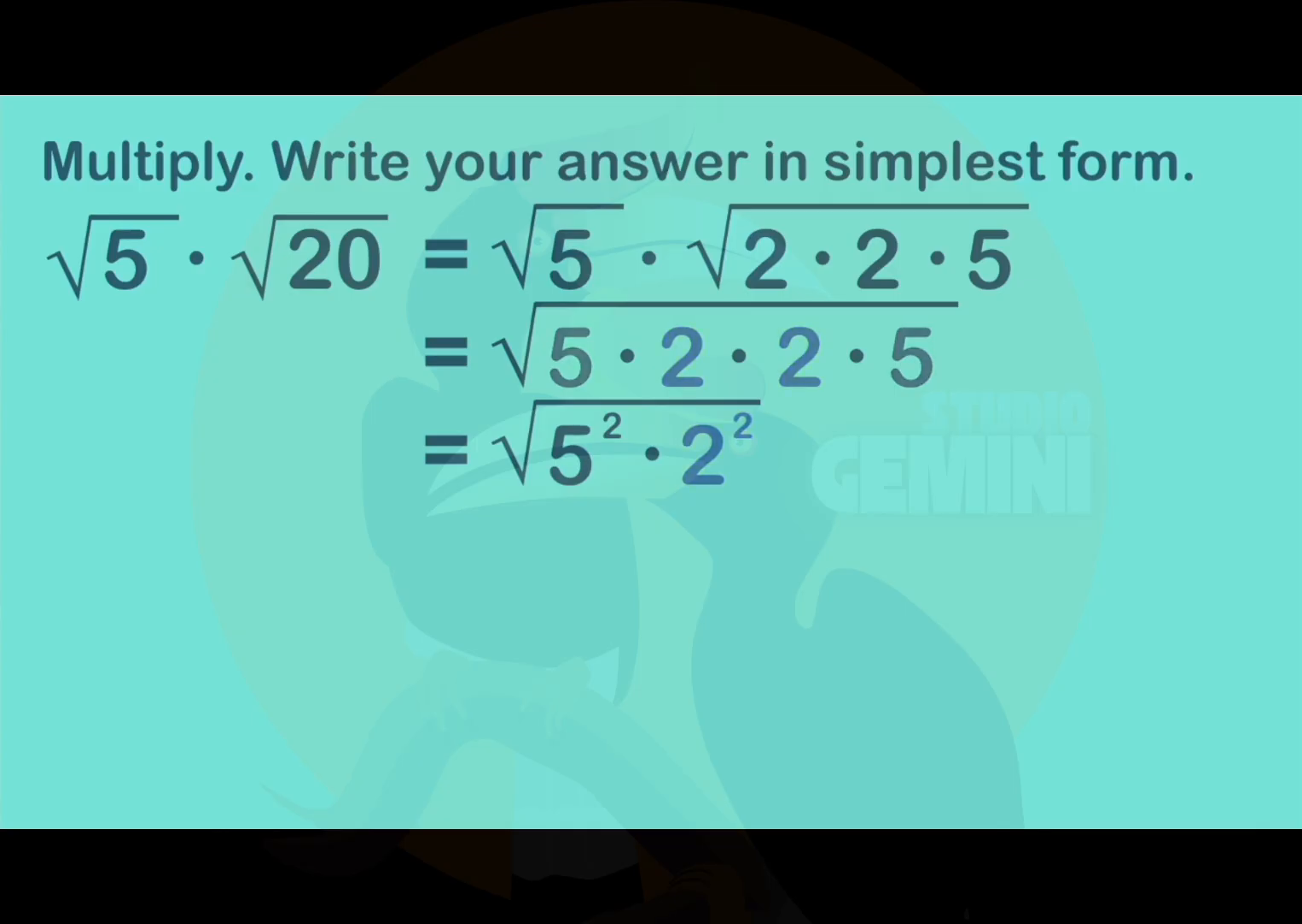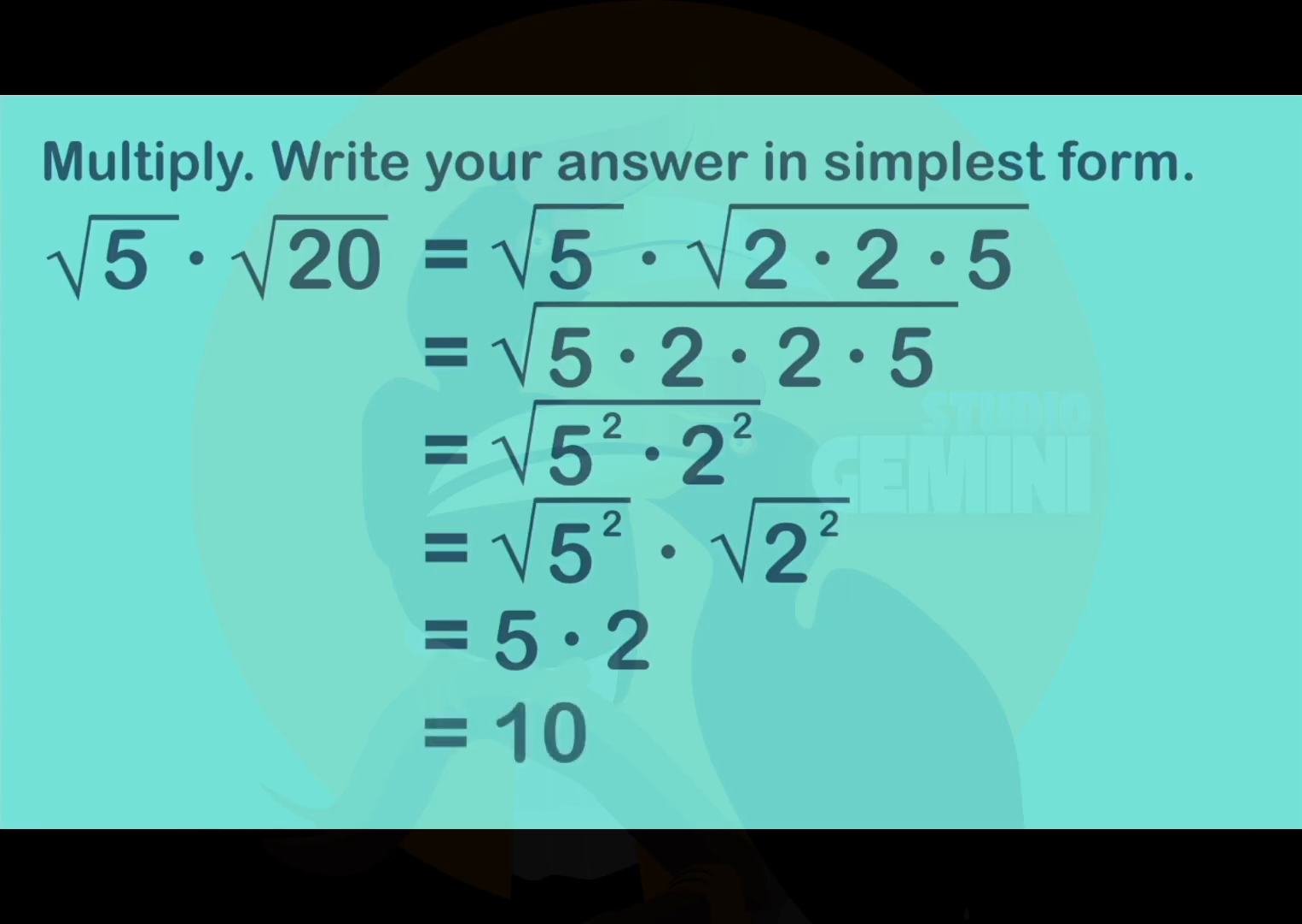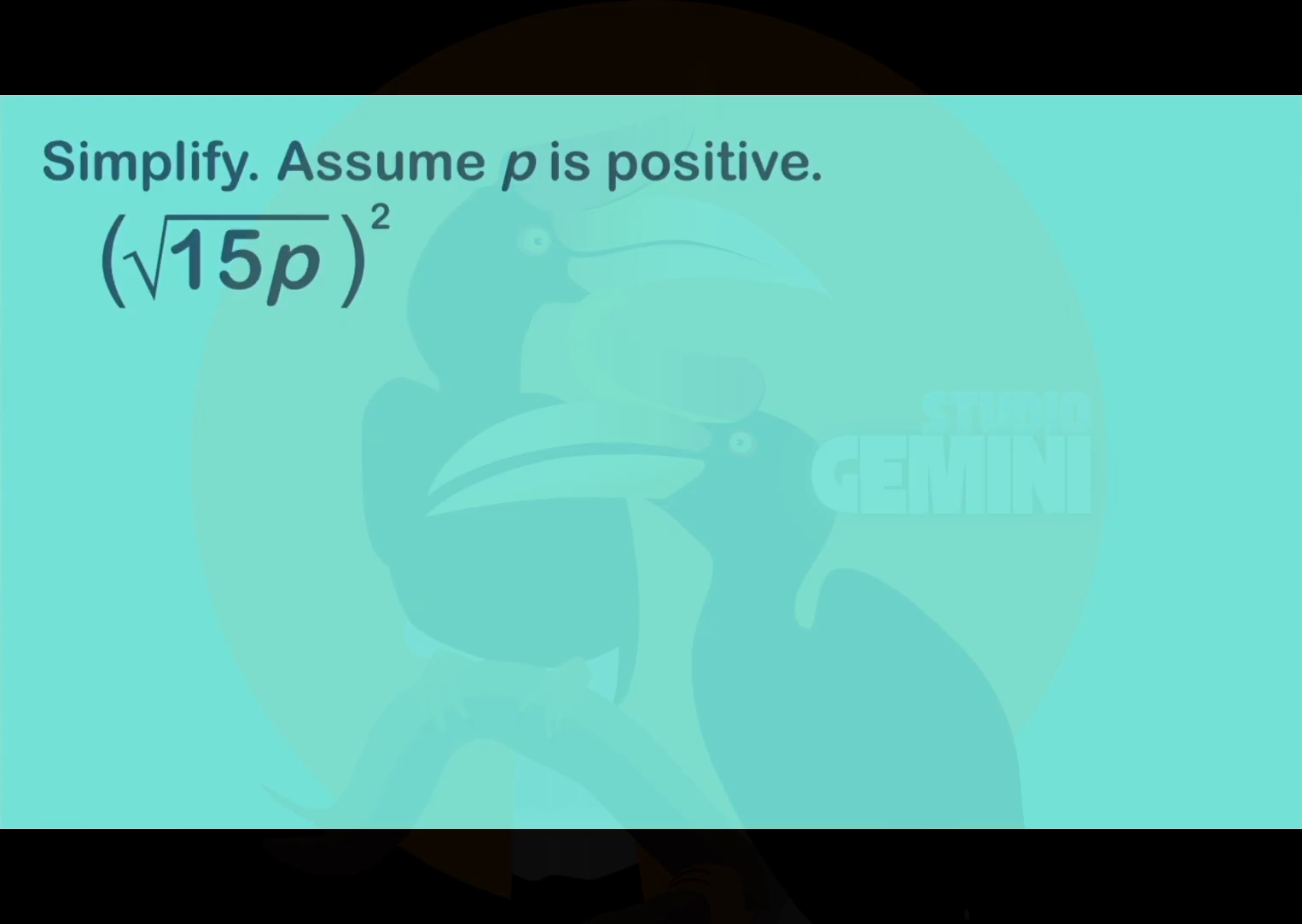We can now use the multiplication property of square roots to write this as square root 5 squared times square root 2 squared. The square root of 5 squared is 5, and the square root of 2 squared is 2, since squaring and taking the square root are inverses. Finally, 5 times 2 is 10, so the square root of 5 times the square root of 20 is just 10.